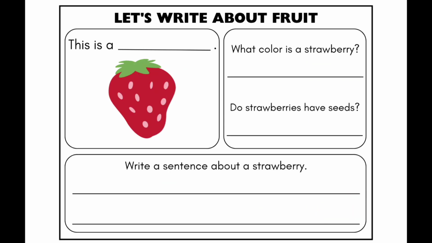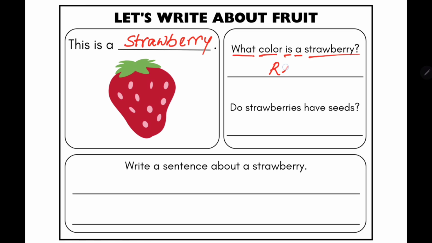Now comes, what is this? This is a strawberry. S-T-R-A-W, straw, B-E-R-R-Y, berry. Strawberry. What color is a strawberry? This is red in color. So we are going to write here R-E-D, red.